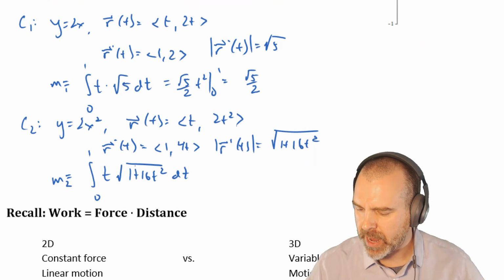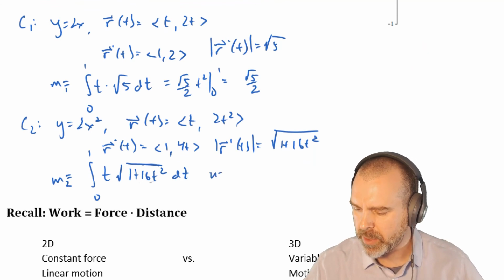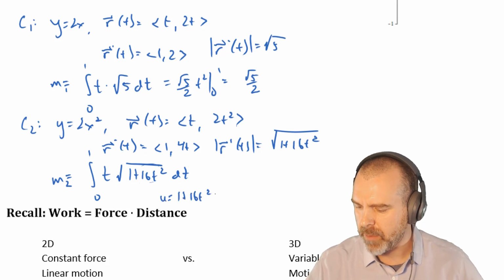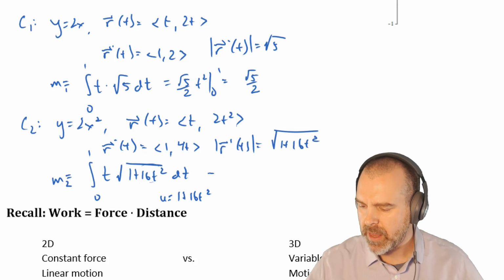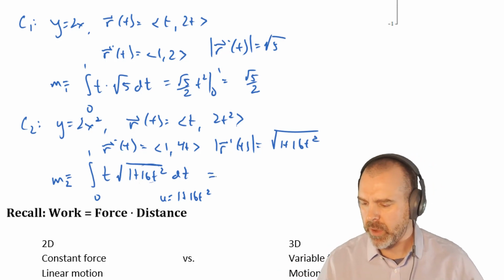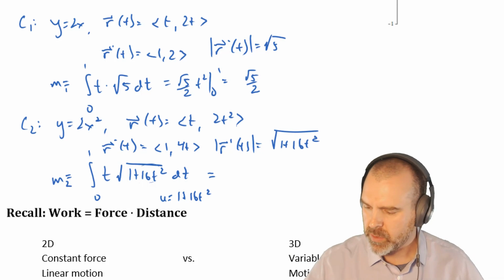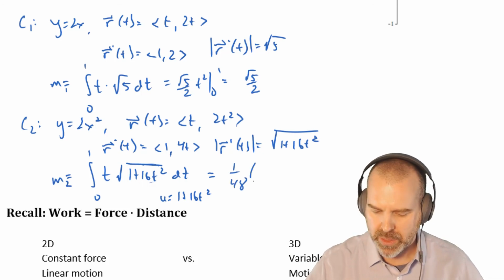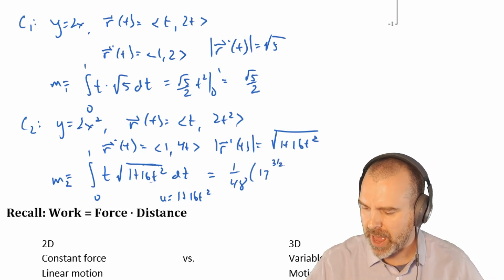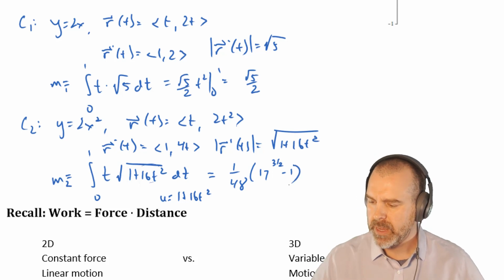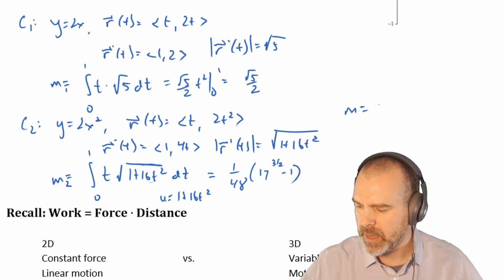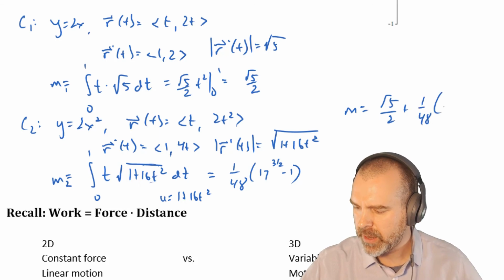This one, hopefully you're recognizing how to do that one. That would be a simple u substitution. I'm kind of running out of space and time here, so I'm just going to say, it's an easy Calc 1 integral that I'm sure you can do. So this one ends up being 1/48 times 17 to the 3/2 minus 1. And so the total mass would be the square root of 5 over 2 plus 1/48 times 17 to the 3/2 minus 1.